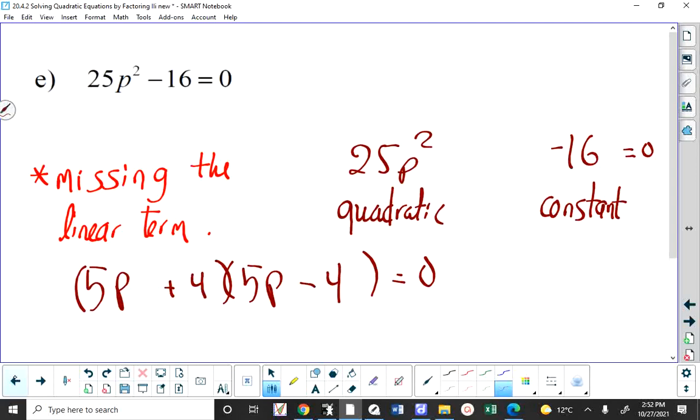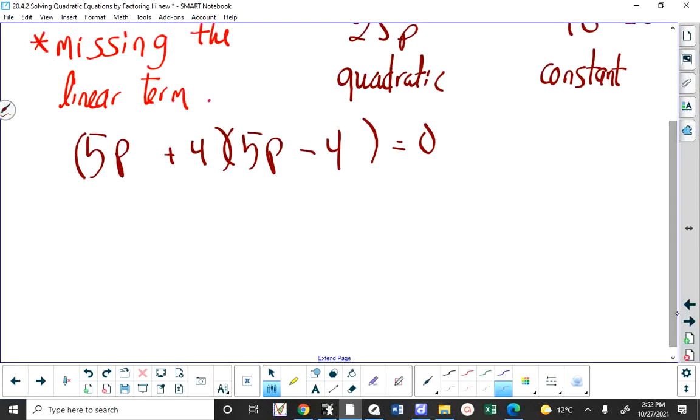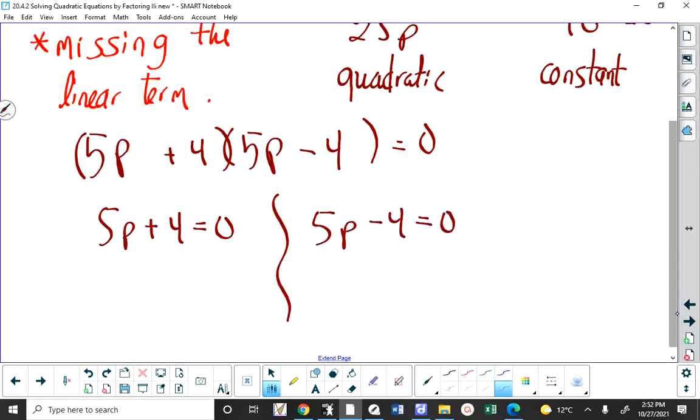By the way, it doesn't matter the order that you write those two factors in. You could put the 5p minus 4 first or second. And we're done. So, well, we're not quite done. 5p plus 4 equals 0. 5p minus 4 equals 0. So p equals negative 4/5. P equals 4/5. Capiche? Does that make sense?